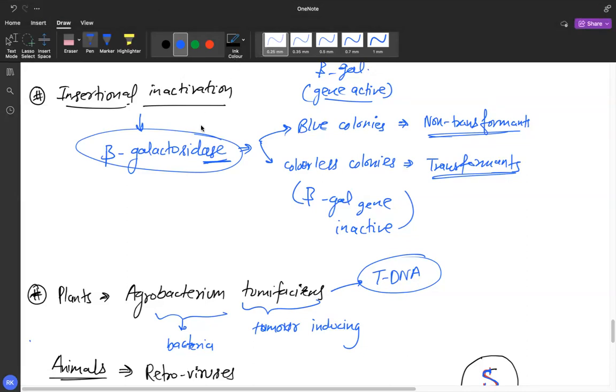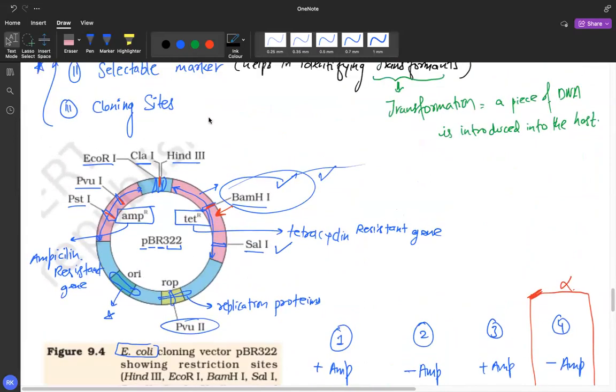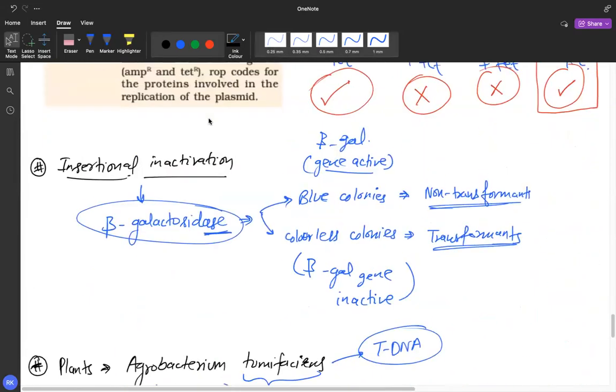Okay. If the beta galactosidase gene has been cleaved and something has been inserted, whatever you wanted to insert has been inserted successfully, and hence the colonies are colorless and those are transformants. This is a very easy way to identify transformants using the selectable marker through this approach.